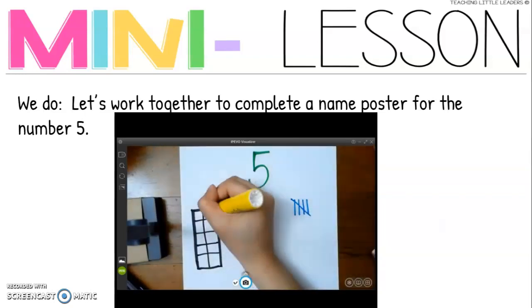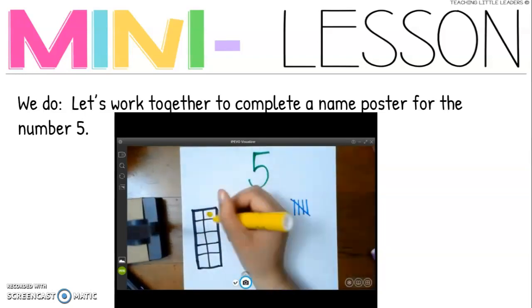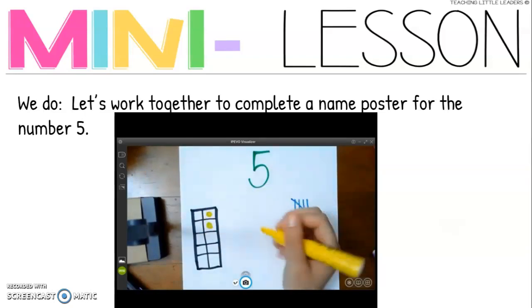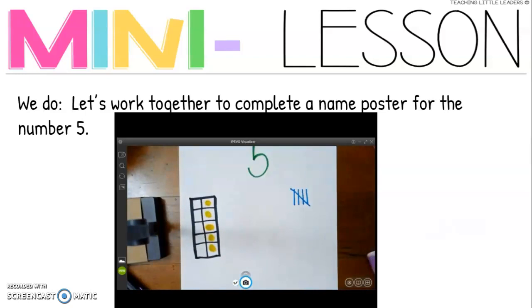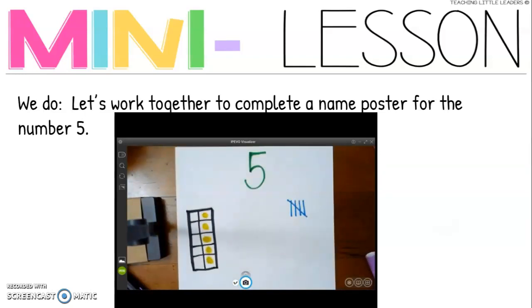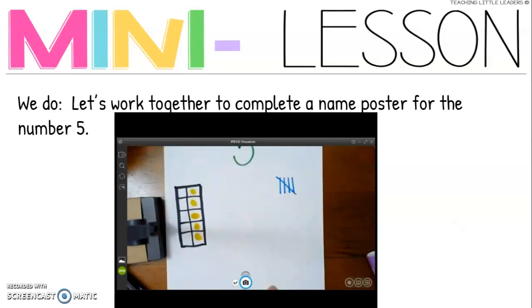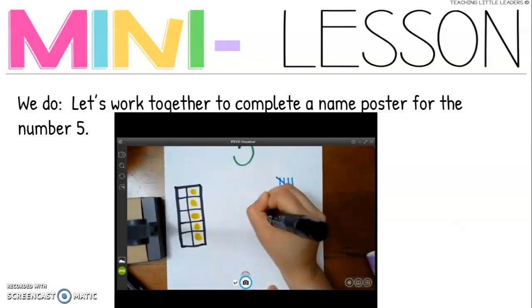Alright, count with me. 1, 2, 3, 4, and 5. Good job. Let's think of another way to make 5. Oh, I heard a friend say we could make a domino. So for our domino, I'm going to take a black marker and we're going to start by making another rectangle.